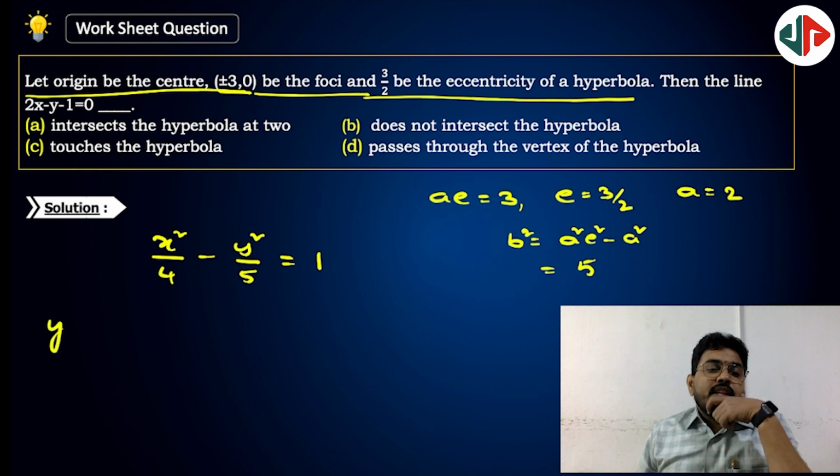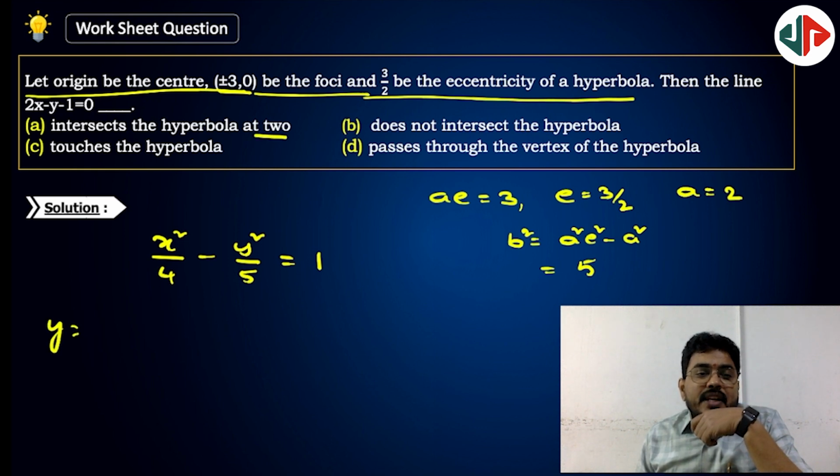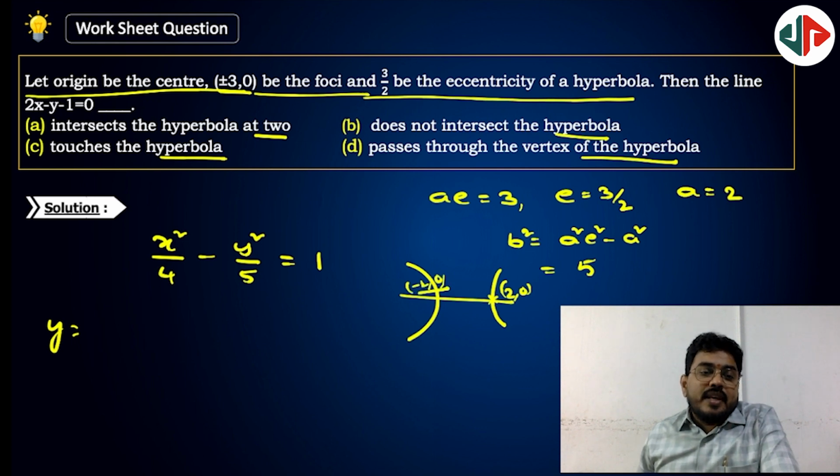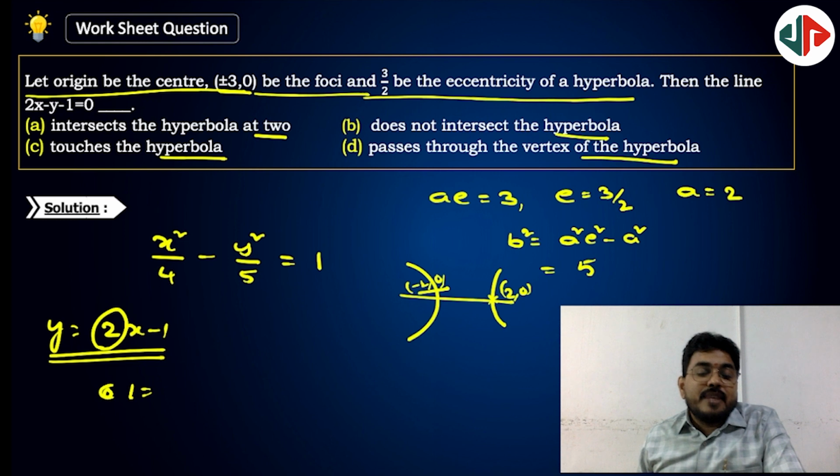So the line y is equal to... does it intersect the hyperbola, touch the hyperbola, or pass through the vertex of the hyperbola? So what is the vertex of the hyperbola? Vertex of the hyperbola is 2 comma 0 or minus 2 comma 0. No, that is not satisfying. So y is equal to 2x minus 1; if I write the condition, c square is 1, is equal to a square m square minus b square. No, that is also not correct. So let us look at how this one is coming.